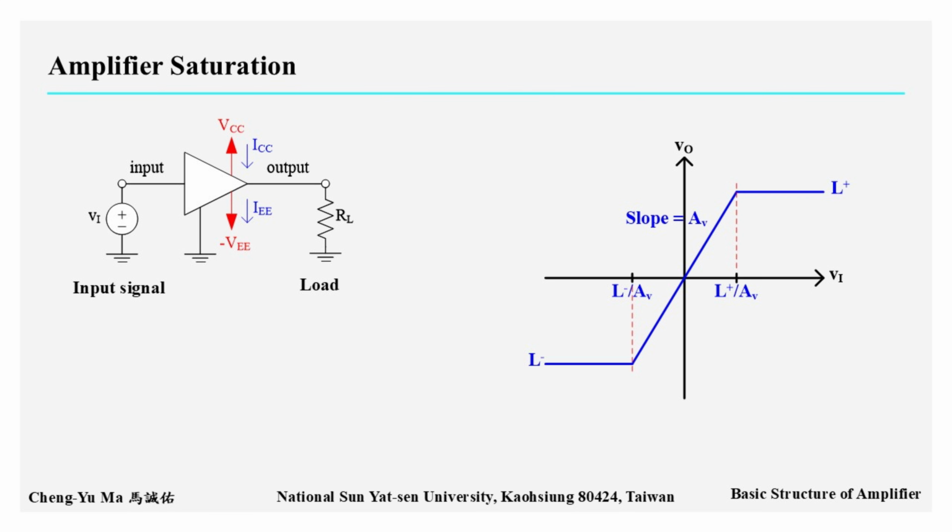As shown in the figure on the right, the x-axis is the input voltage signal, and the y-axis is the output voltage signal. The relationship between the two is called the transfer characteristic, and the slope of the curve is the voltage gain, AV. From the figure, we can see that the output signal has an upper limit L plus and a lower limit L minus. Therefore, when the amplitude of the input signal exceeds L plus over AV or L minus over AV, the output signal reaches the output limit and will no longer increase.